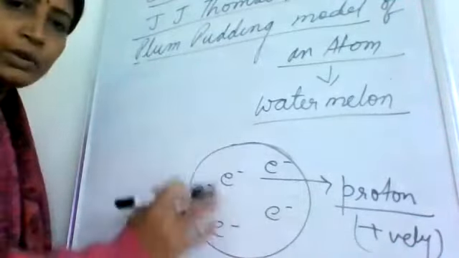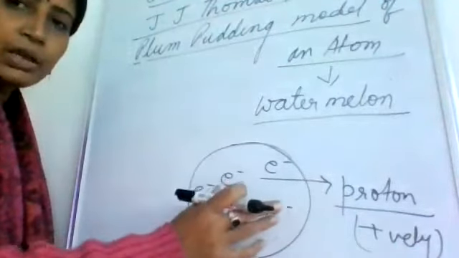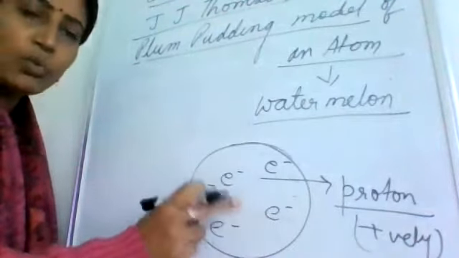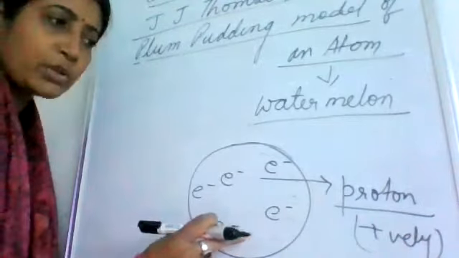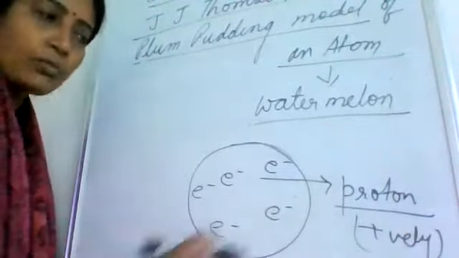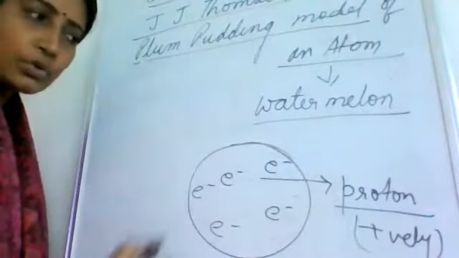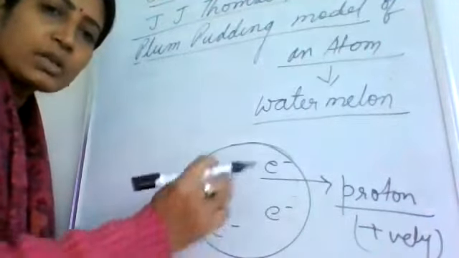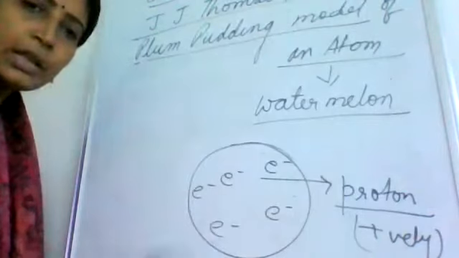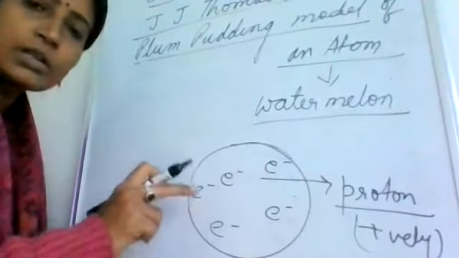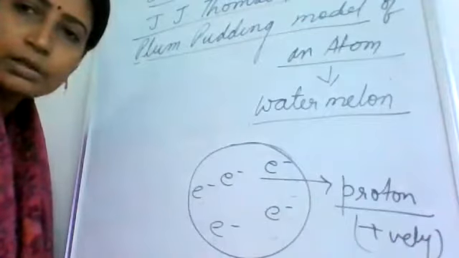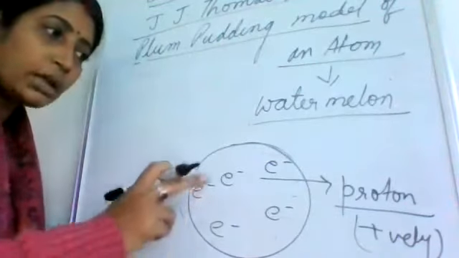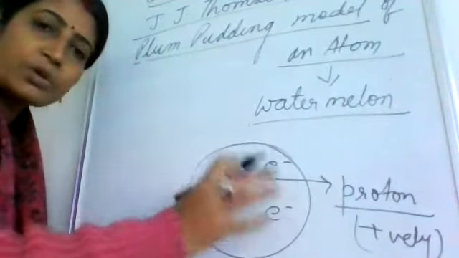He said that this entire sphere is made up of positively charged particles, and that positively charged particle is the proton. So the entire sphere is made up of positive charge, and negatively charged electrons are just embedded in it. What is an electron? Electron is a negatively charged particle, embedded in the positively charged sphere.